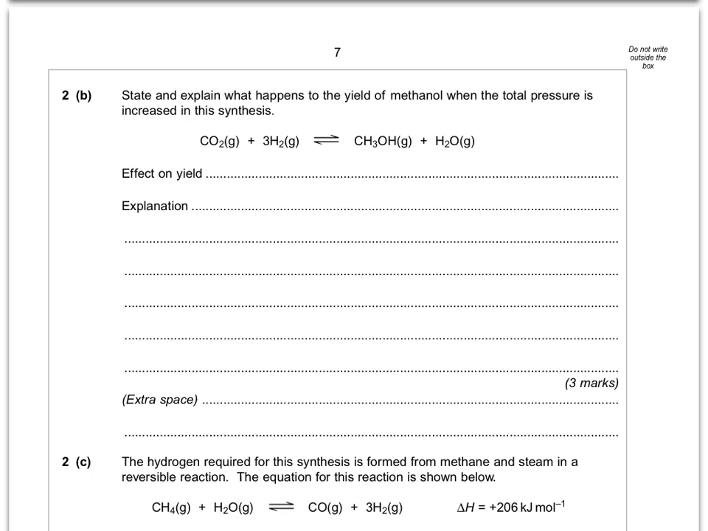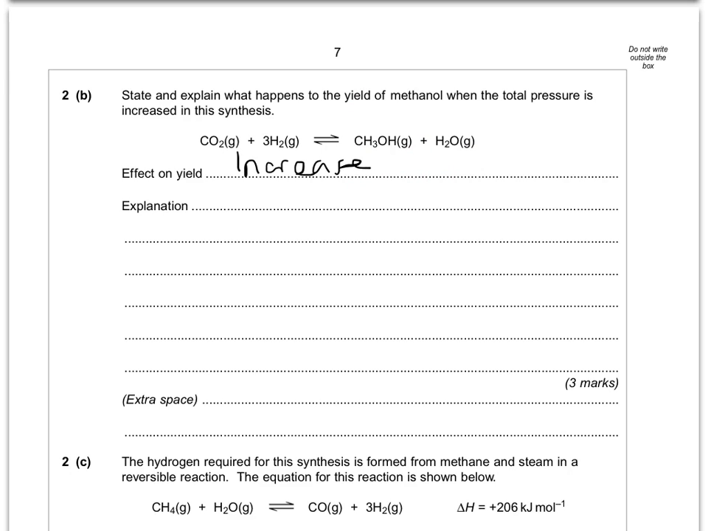So here we've got a pressure question. So it says, state and explain what happens to the yield of methanol when the total pressure is increased in the synthesis. So remember, if we increase the pressure, it's going to shift the side where there's fewer moles. So here you've got 4 moles of gas, and here you've got 2 moles of gas. So the effect on yield, so it's the yield of methanol, which is this. The effect on that yield is that it's going to increase because it's going to shift to the right.